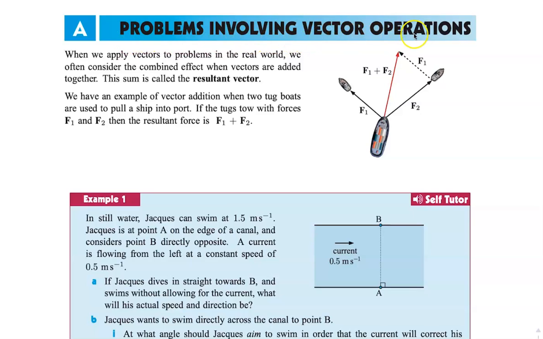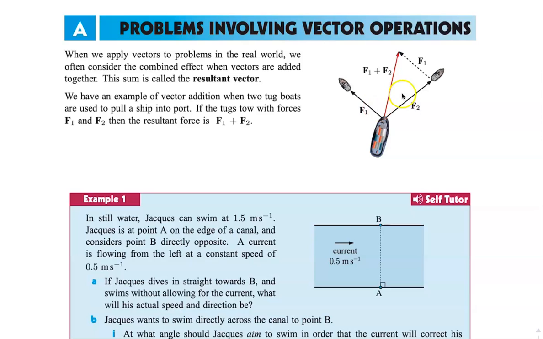Problems involving vector operations. In this lesson, we're going to talk about how we add vectors in real life scenarios. When you add two vectors, here's an example we're going to do with two tugboats. Tugboat 1 is going this direction, tugboat 2 is going that direction. The actual thing they're tugging is not going to go in either direction. It's going to go kind of a mixture of the two, depending on what force they're taking.